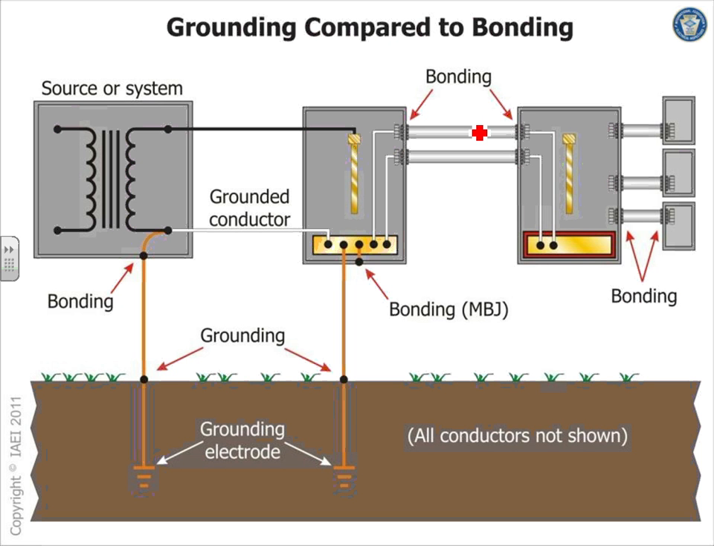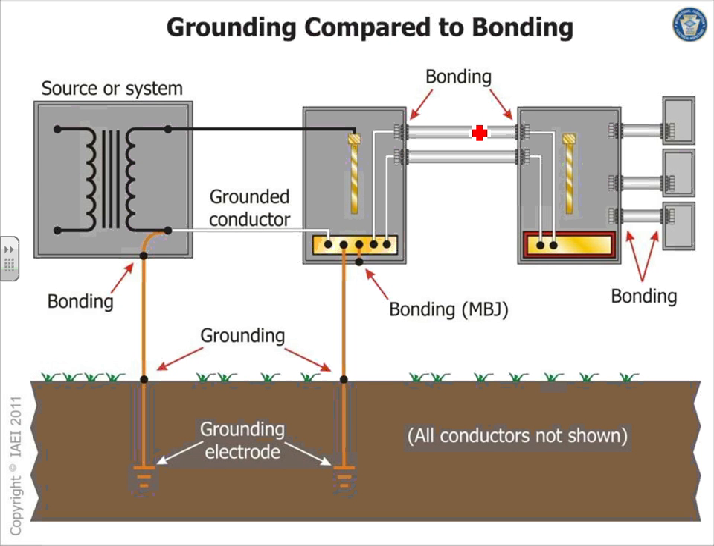You bond to put things at the same potential, meaning the same voltage, typically zero. But you ground to facilitate the operation of the overcurrent device. There is a cross between the two functions. So it makes a lot of sense, guys.